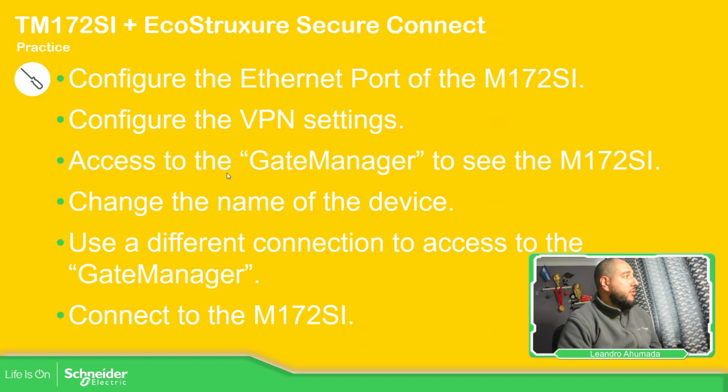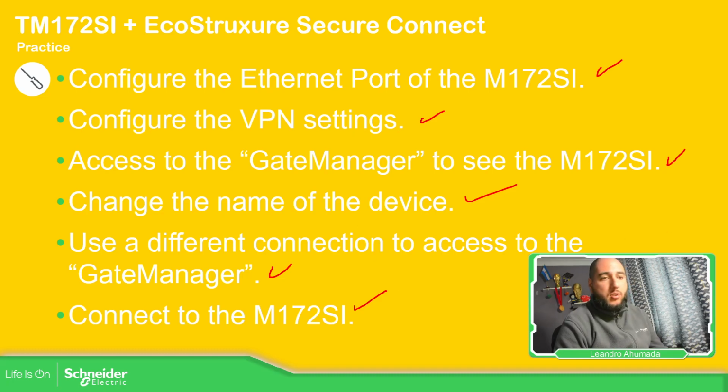So let's double check if it's missing something. Configure the internet port, it's done. Configure the VPN settings, done. This is like a little bit of steps. Access the game manager to see M172. Change the name of the device, done. Use different connection to access to the game manager. That is what I show you, and connect to the M172SI. So this is all for the connection to the M172 secure interface.